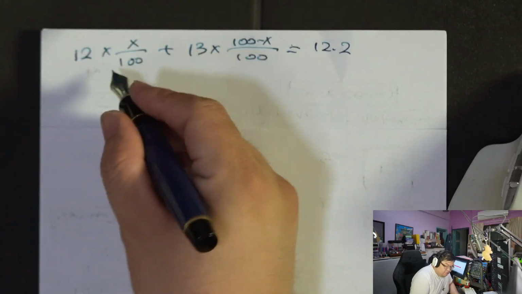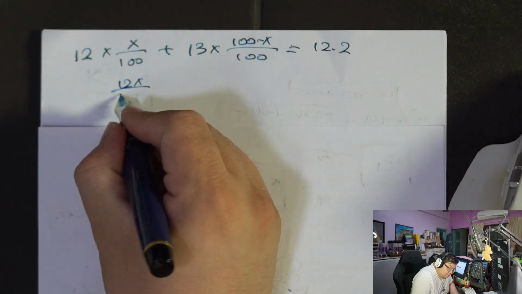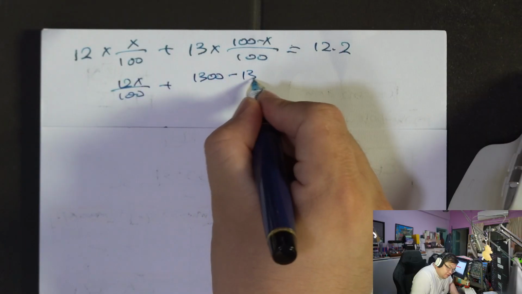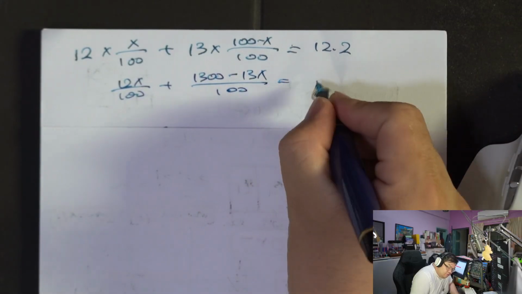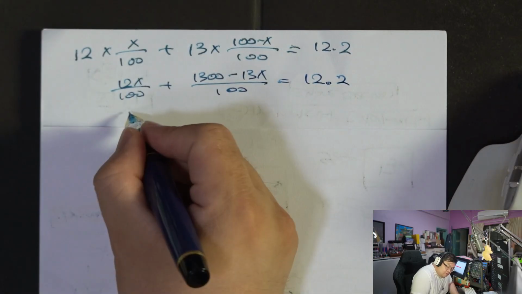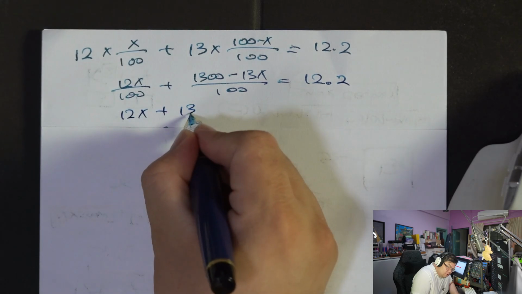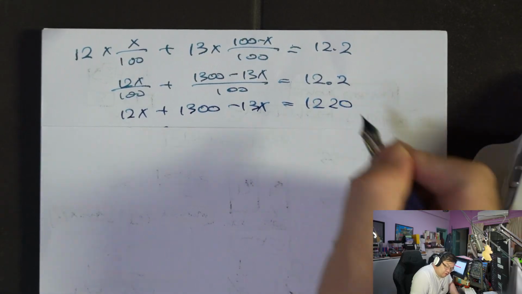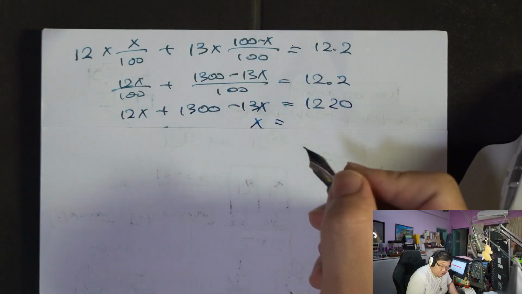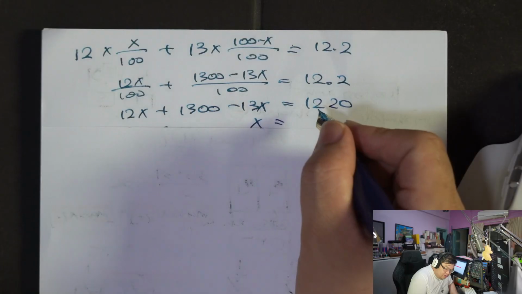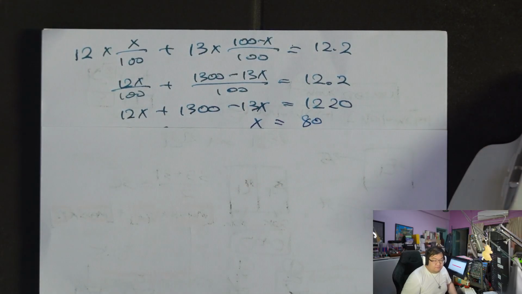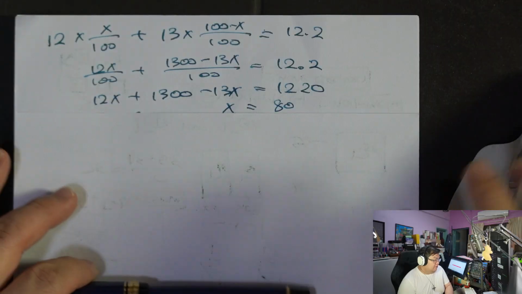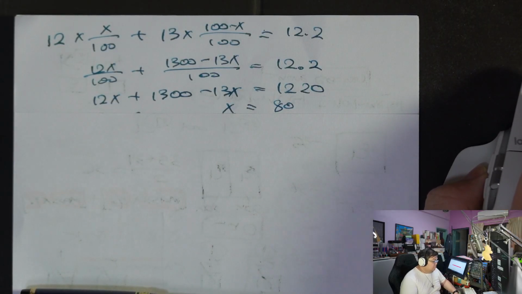So in this case, times 100, so this one becomes 12x over 100 plus 1300 minus 13x over 100 equals 12.2. So 12x plus 1300 minus 13x equals 1220. So x equals 80. So yeah, you can either do this or do guess and check, whichever method works. Okay, moving on.